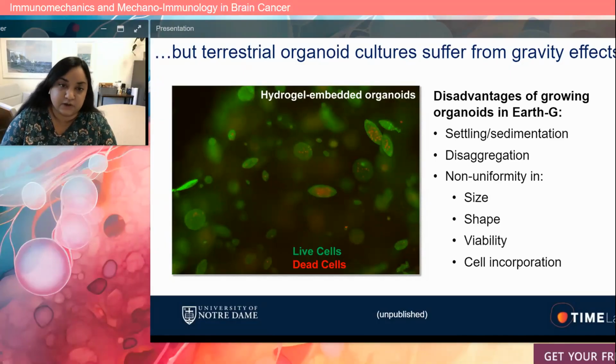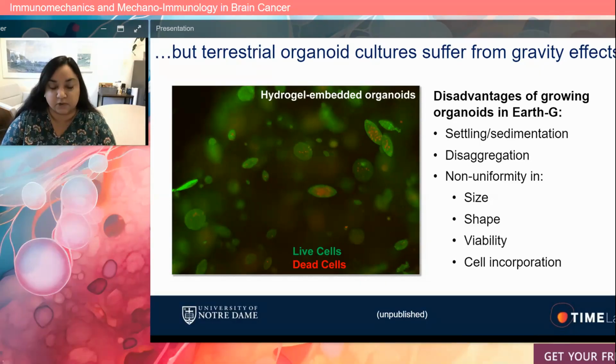So we see such impacts as settling or sedimentation of these spheroids or the cells to, let's say, the bottom of a cell culture dish. We can see them start to disaggregate. And as you can see in this image that I'm showing here, the biggest problem is heterogeneity.